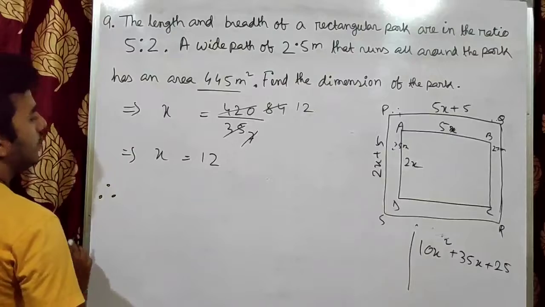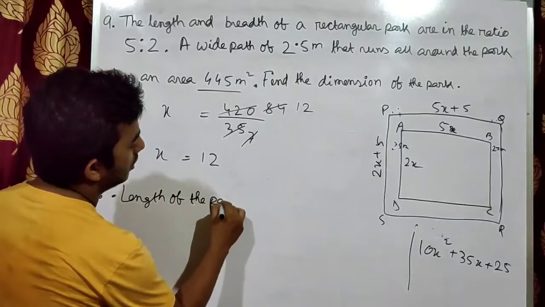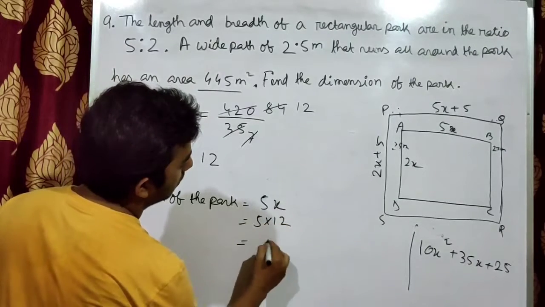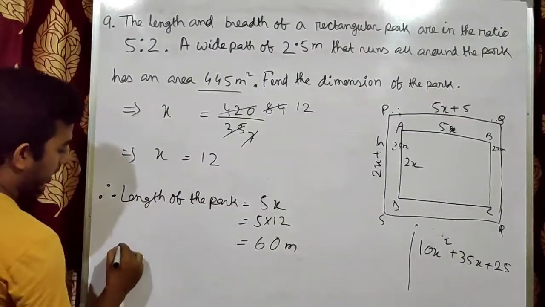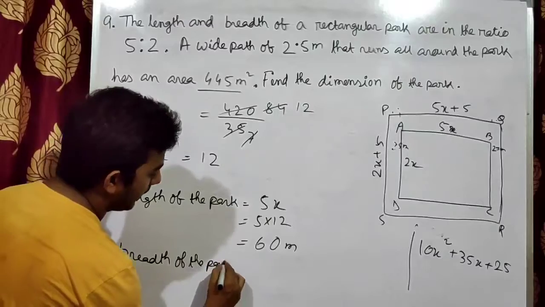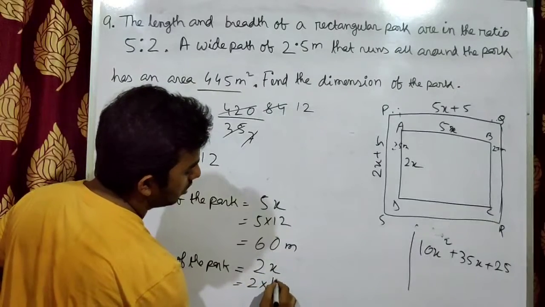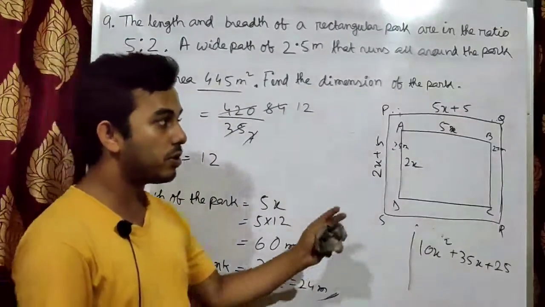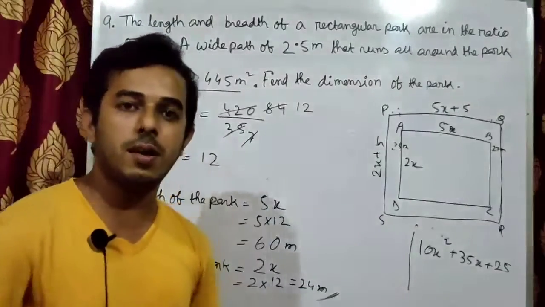Therefore the length of the park equals what? 5x, 5 into 12, 60 meters, right? And the breadth of the park equals what? Breadth was 2x, that is 2 into 12 equals 24 meter. So we have found out the dimensions of the park, that is length is 60 meter and breadth is 24 meter. So this is it for today's class.